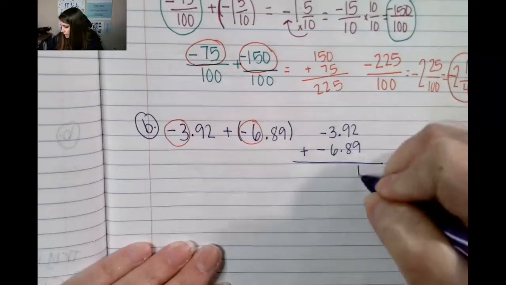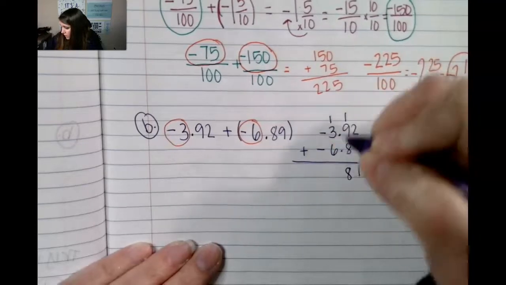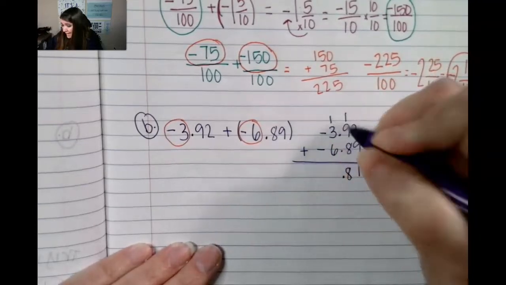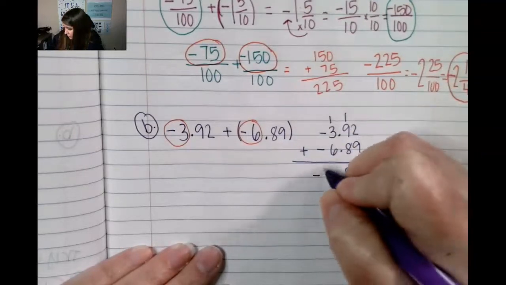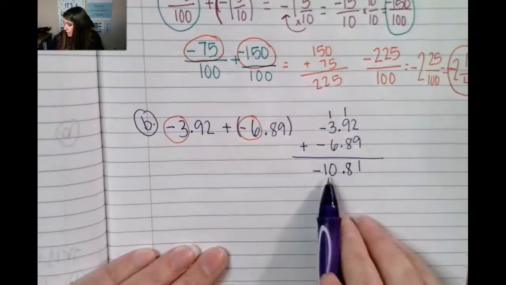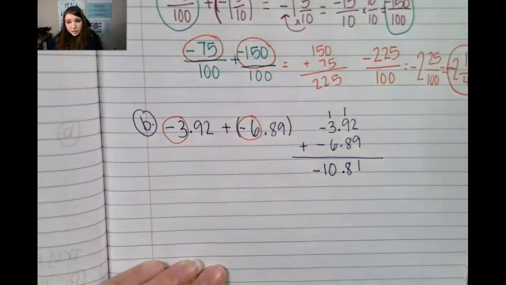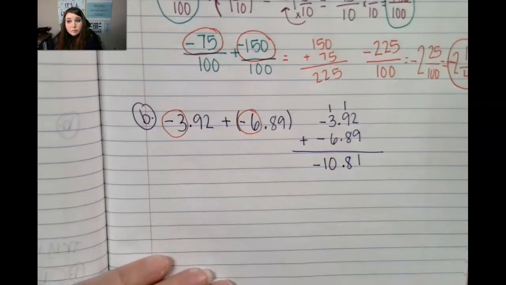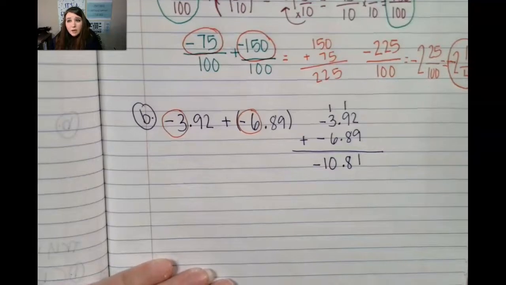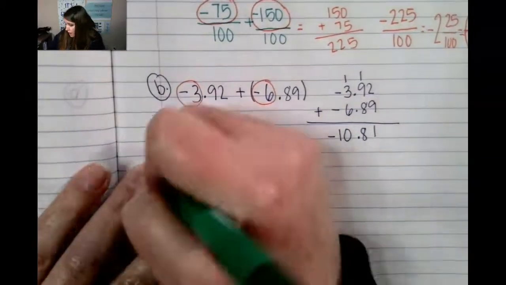So 9, 10, 11, carry my 1. So that's 18, and I get 1 whole right there. So again, I still have all reds. That's all I have. So that's negative 10 reds. So I have negative 10 and 81 hundredths. So there's another way that you can think about this problem if you would like to. So you can convert it to fractions and work with fractions, or if you are able to see decimals in your head, you can work with decimals. All right, it is time for our try-its.